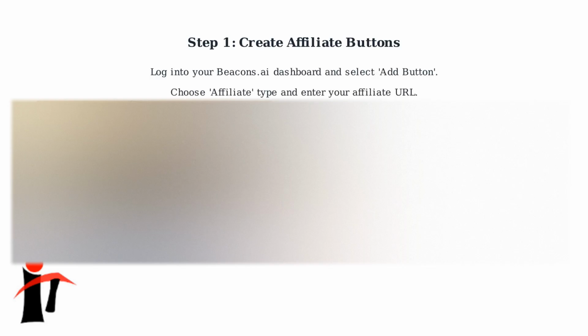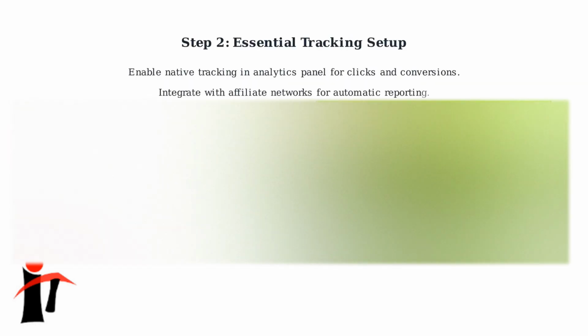Log into your Beacons.ai dashboard and select Add Button. Choose the affiliate type and enter your affiliate URL, like an Amazon product link. Next, set up essential tracking. Use Beacons.ai's analytics panel to track clicks, impressions, and conversions. Integrate with networks like Amazon Associates for automatic reporting.